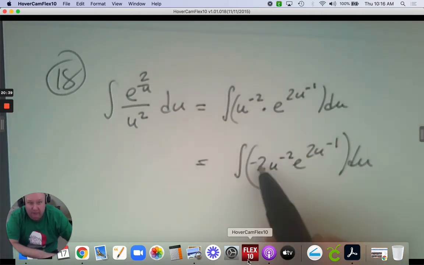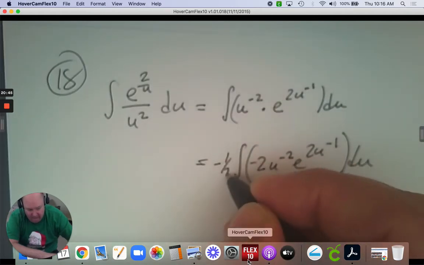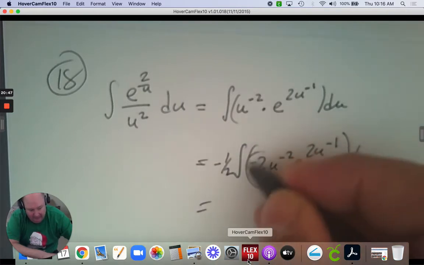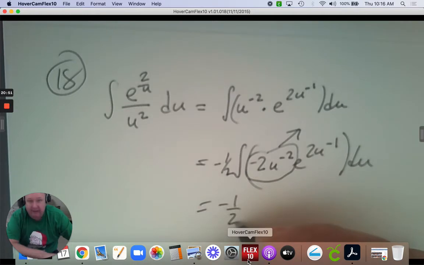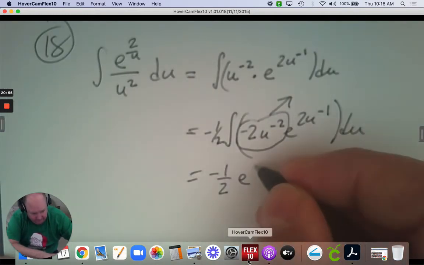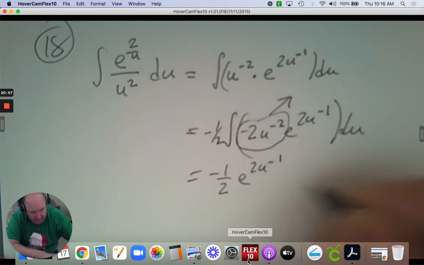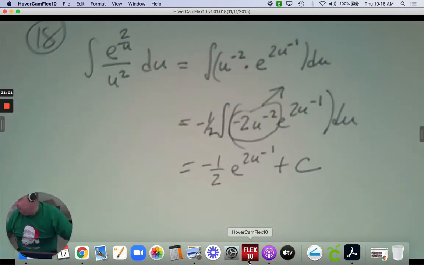And now compare. They both have the same term, but I need to undo the negative 2. So I put down negative a half in front. Now I can circle the hook and unhook it. So I start with negative a half, and the rule for e is you copy it. And then don't forget the constant, because it's an indefinite integral.